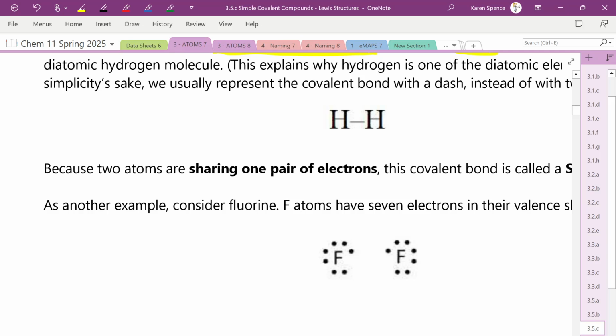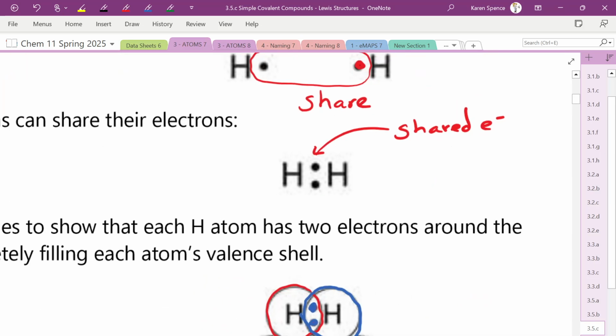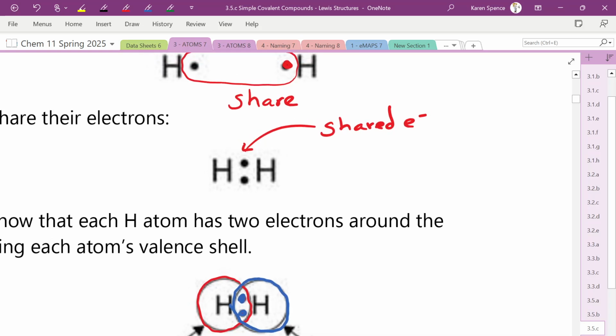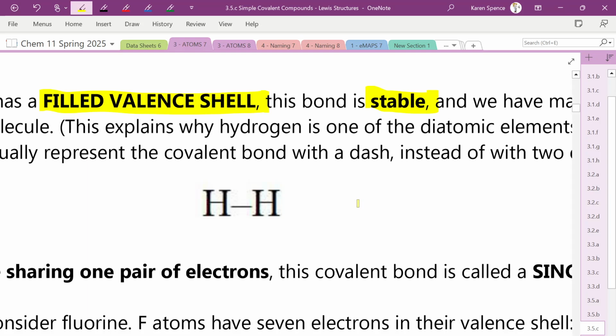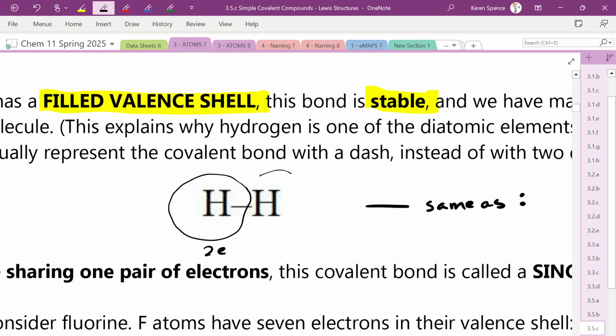However, very soon we are no longer going to draw it like this. We're going to take those 2 dots and replace it with a line. The line is the same as 2 dots. So if you're counting the electrons around this hydrogen, you would say this hydrogen has 2 electrons and this hydrogen has 2 electrons because that line represents 2 electrons. Is good?